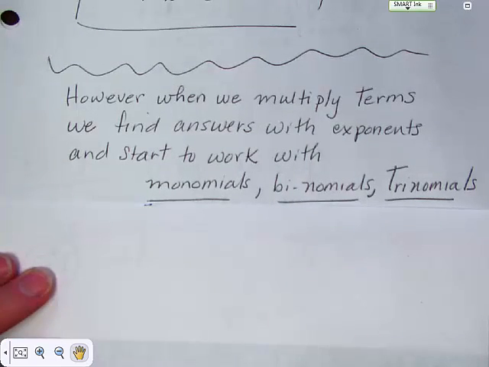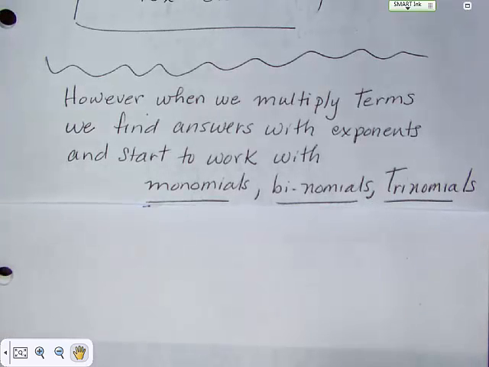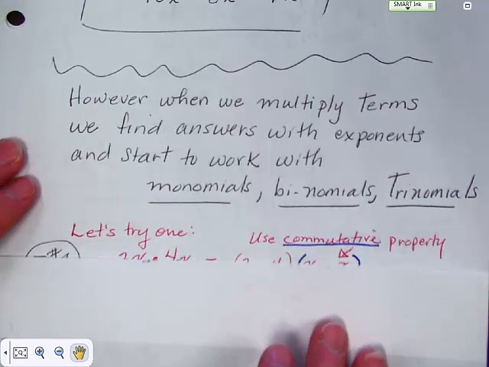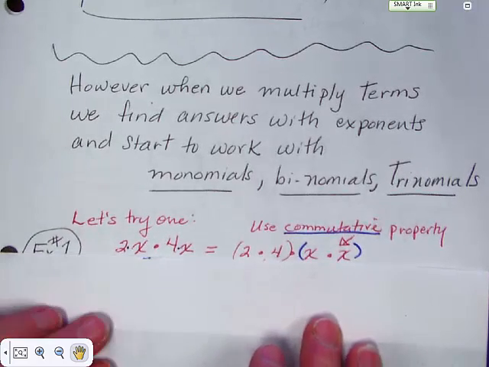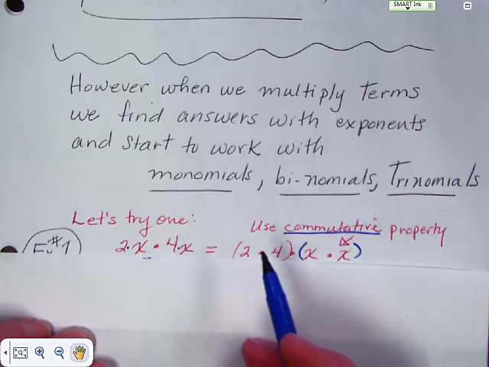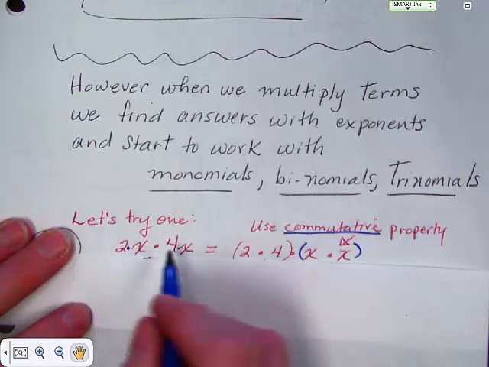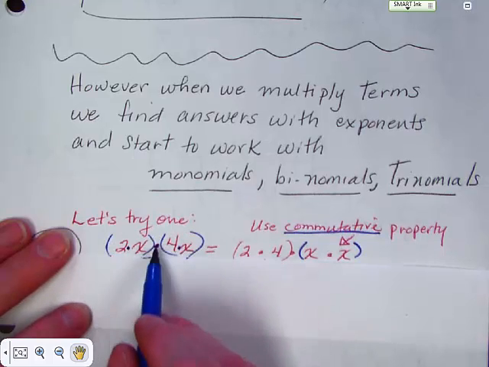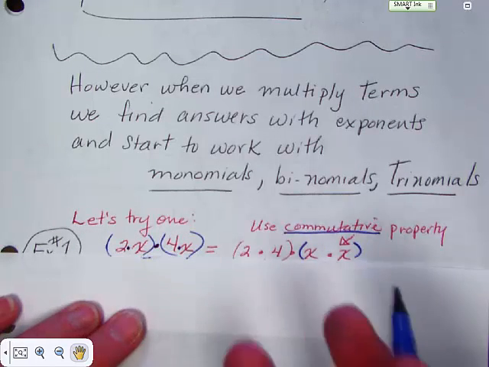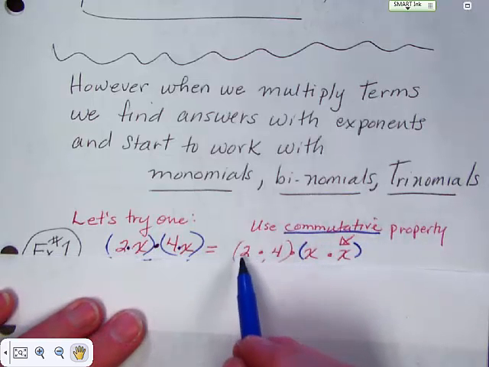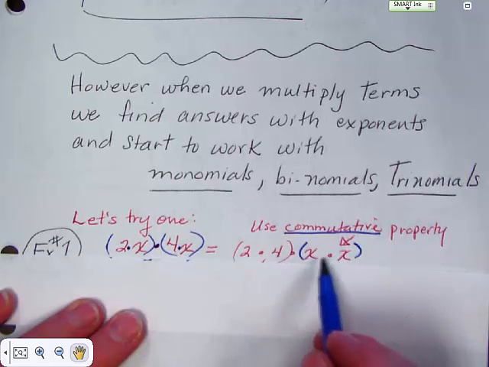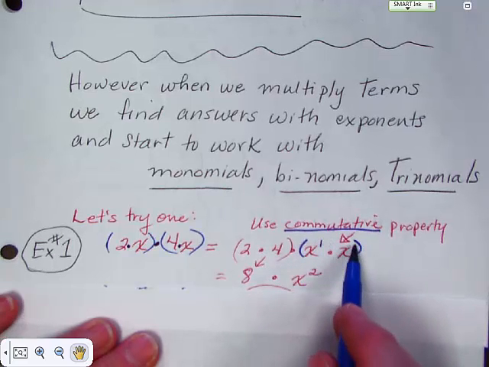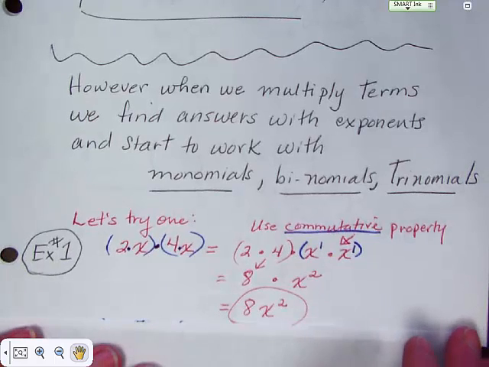However, when we multiply terms, we find answers with exponents, and we actually really start to work with monomials and binomials and trinomials. Now we're going to use the commutative property, and you'll find it just really goes slick. You have 2x times 4x, and if you look at it, you have 2 times x times 4 times x, because these are both multiplication in here, and they're multiplied times each other. So you can use the commutative property to move those around, because it's all multiplication. So you have 2 times 4, and then you have x times x. Well, 2 times 4 is 8, and x to the first times x to the first is x to the second. And so we end up with 8x squared.